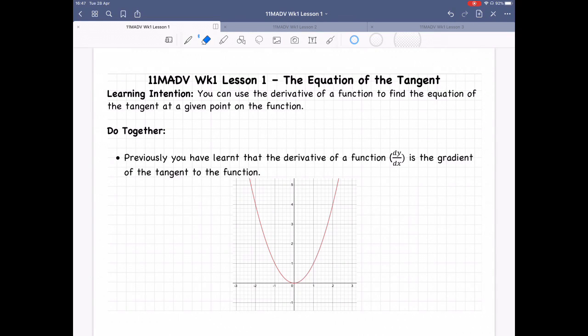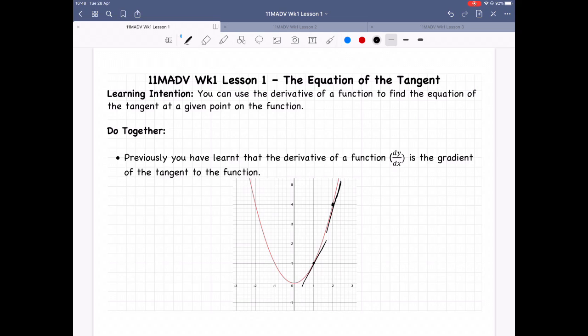Hi everyone, in today's lesson we're going to look at how we can use the derivative of a function to find the equation of the tangent at any given point on the function. Now previously we learnt that the derivative of the function, dy/dx, is the gradient of the tangent of that function. So if we picked any position on a curve and we found the tangent there, then we know that the gradient of the tangent is dy/dx.